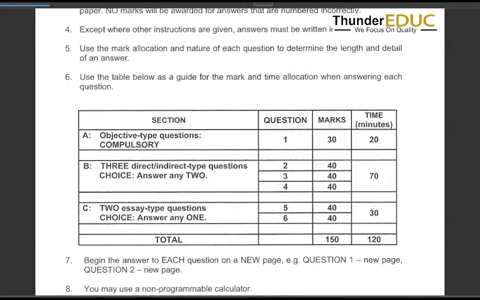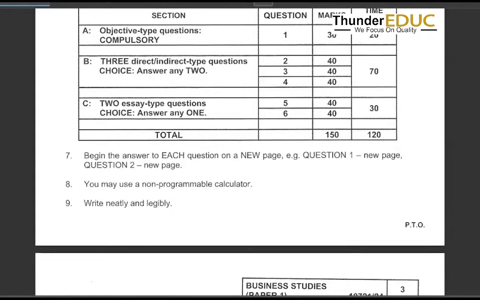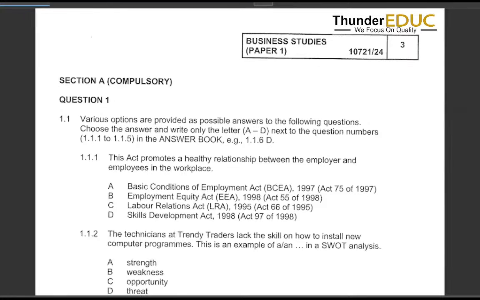Okay, right, grade 12s. So now moving on to the next instructions, it says begin the answer to each question on a new page. E.g. question 1, new page, question 2, new page, question 3, new page, up until the last question of the paper. Okay, right. So now instruction number 8, you may use a non-programmable calculator. Then the last instruction says, write neatly and legibly. Okay, right, grade 12s. So now let's move on to the first question.